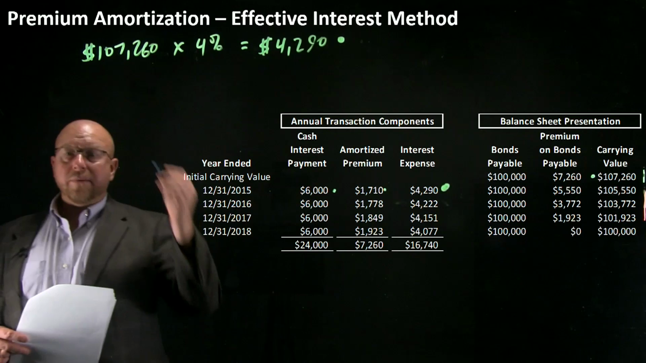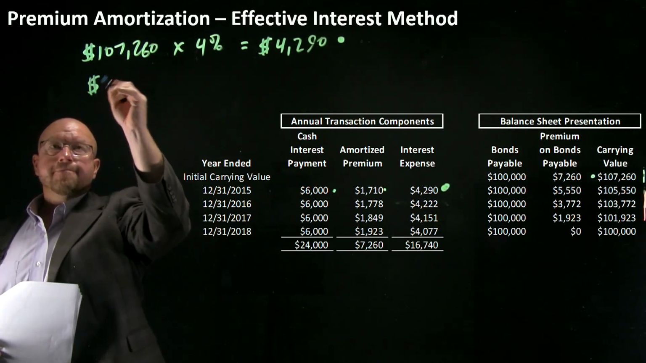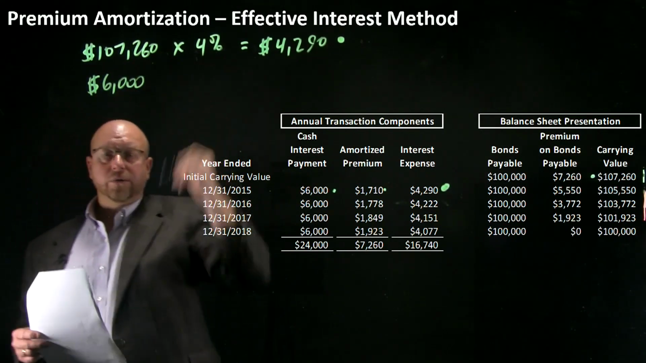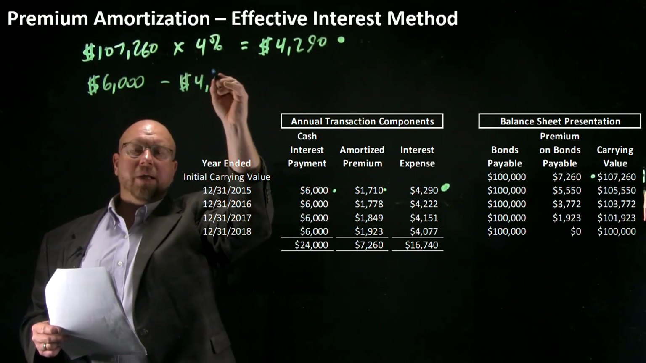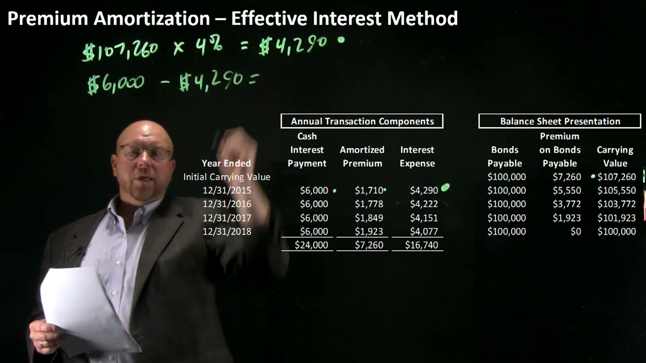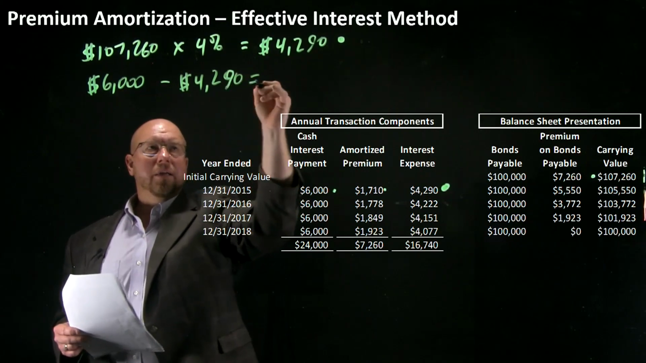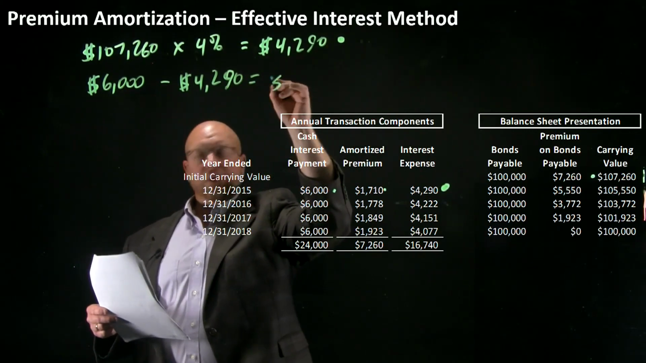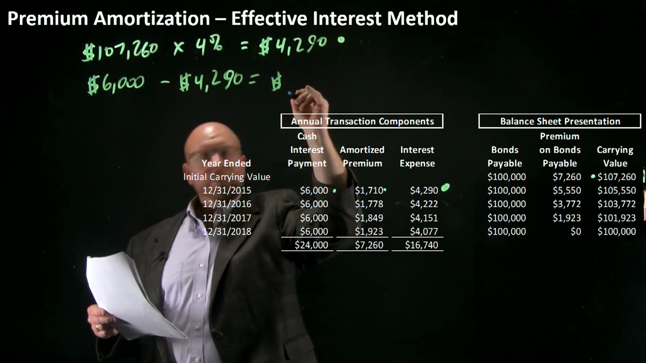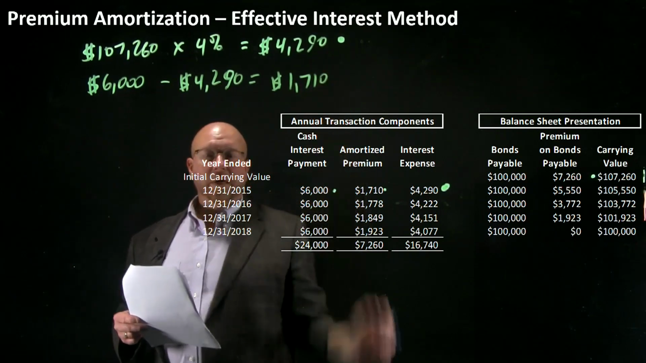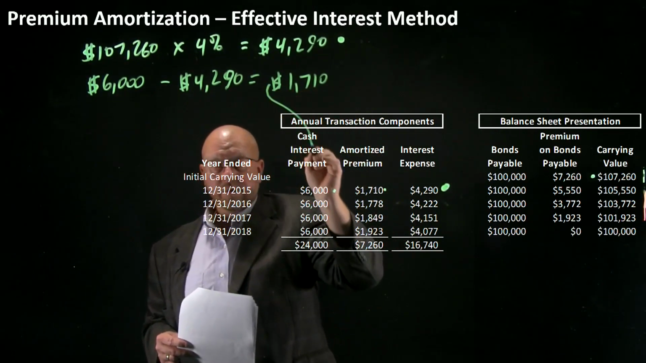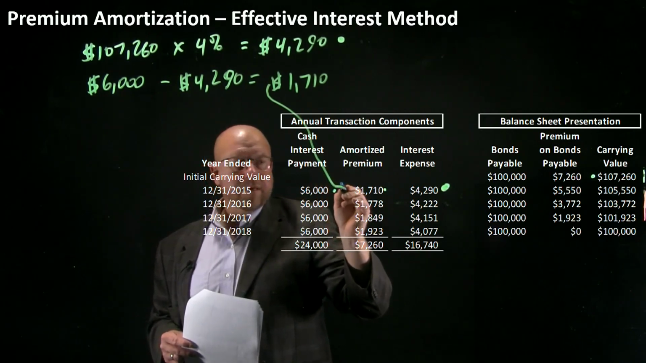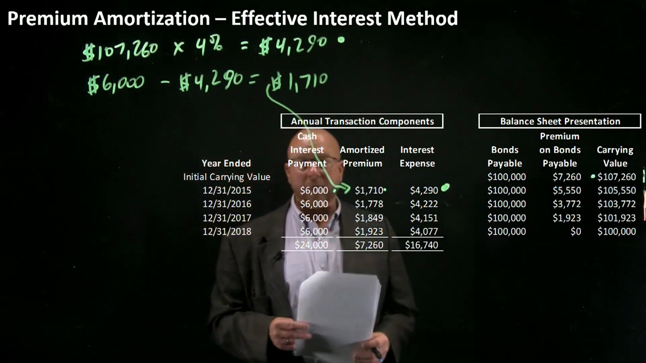Now, how much of the premium is going to go away? Well, the cash payment to the bondholders is $6,000. If the calculated interest expense for this particular year is $4,290, that means that this reduction of interest expense is coming from the premium account. And what you'll see here, that $1,700, that is the amount of the premium that is being amortized.